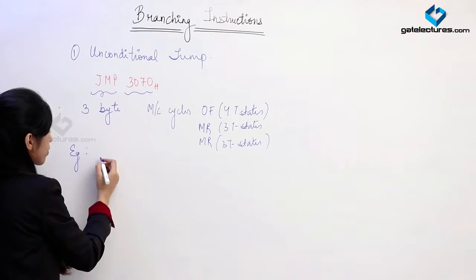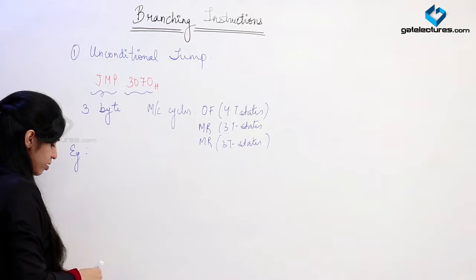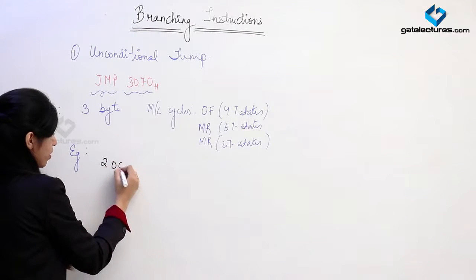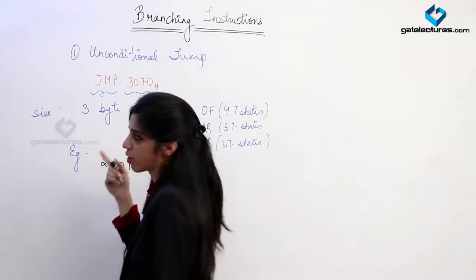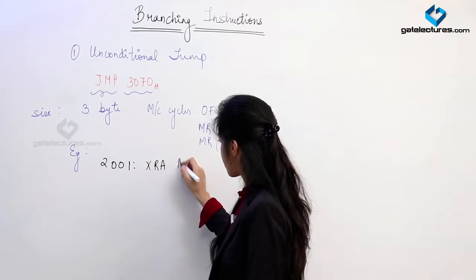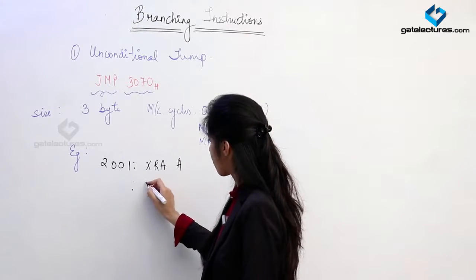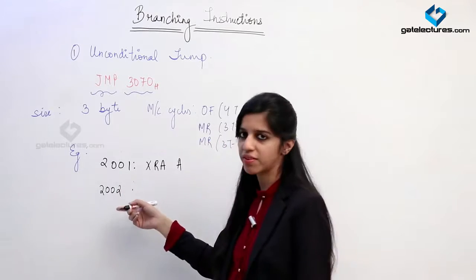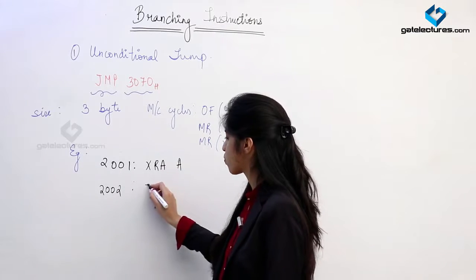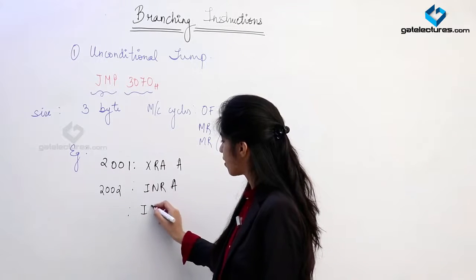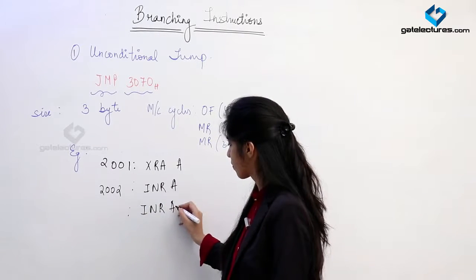Suppose we have a program starting from memory location, let us suppose 2001. We have a program starting from this memory location. First instruction was XOR A. This is a 1-byte instruction, so the next instruction is going to be saved at the immediate next memory location. Next instruction was INR A. Then we had again INR A.